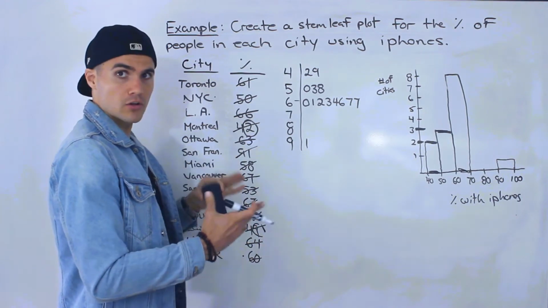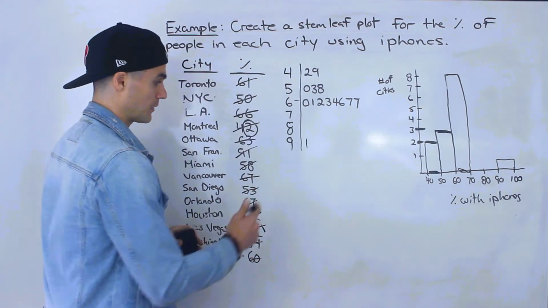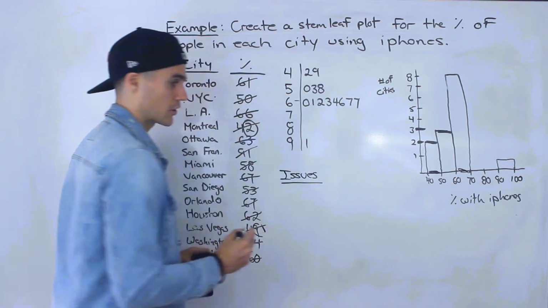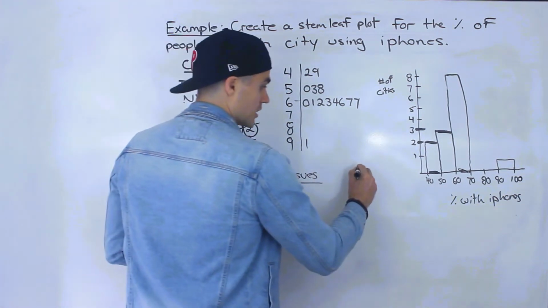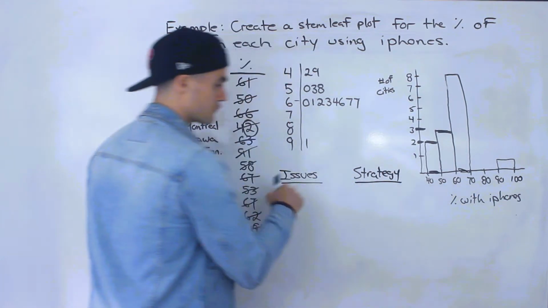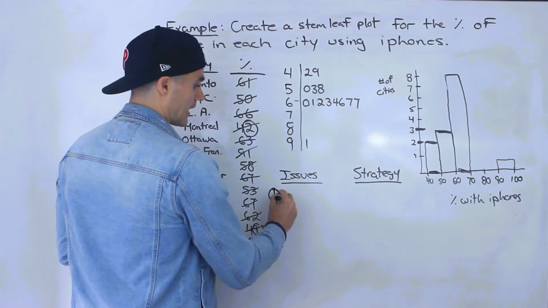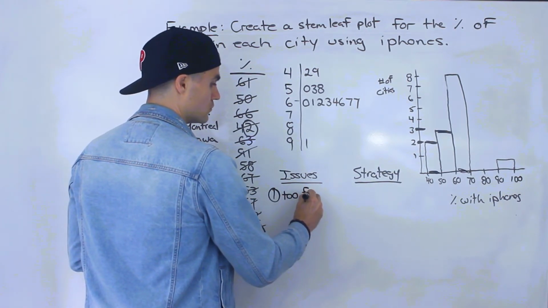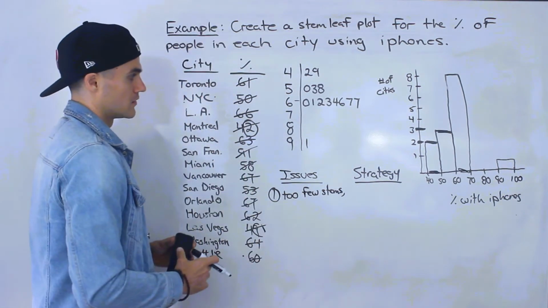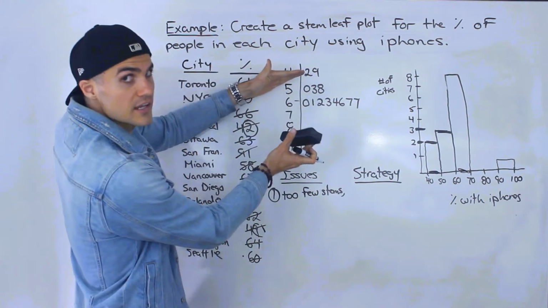Now, even with smaller data sets, you can still run into issues with a stem leaf plot. More specifically, there are going to be 2 issues that we're going to run into. But fortunately, there are strategies to fix those 2 issues. So the first issue is you can have too few stems. So what that's going to do is sort of scrunch the data.